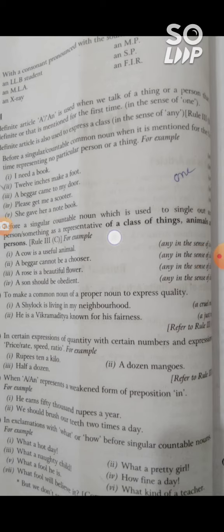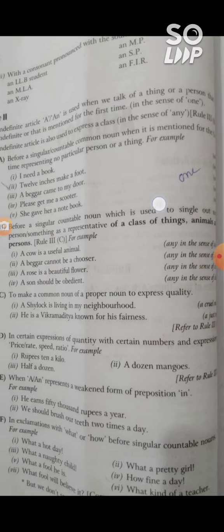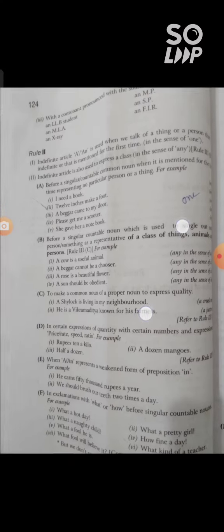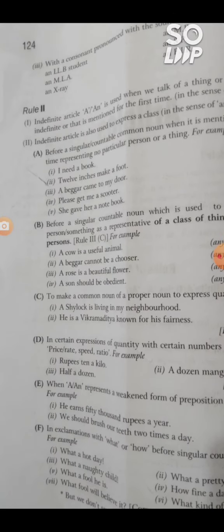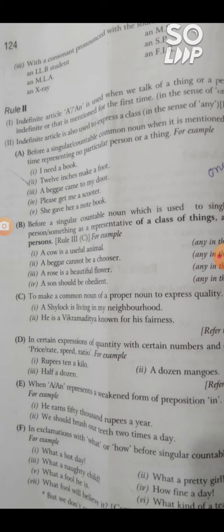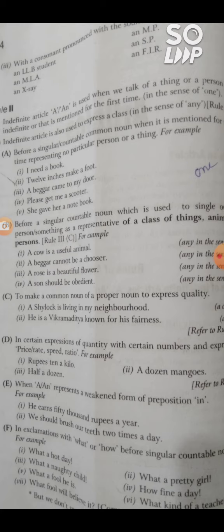For example, before a singular countable common noun, when it is mentioned for the first time, representing no particular person or thing. For example: I need a book. 12 inches make a foot. A beggar came to my door. Please get me a scooter. She gave her a notebook. You observe a book, a foot, a beggar, a scooter, and a notebook. All of these refer to no particular person or thing. So that's why we use the article a.